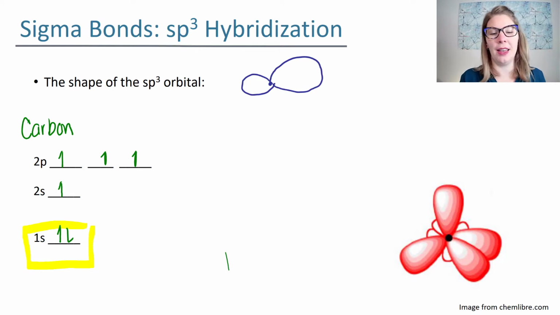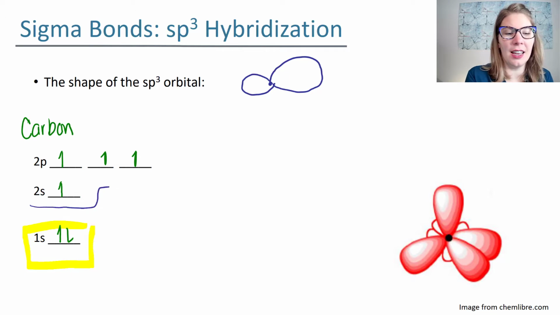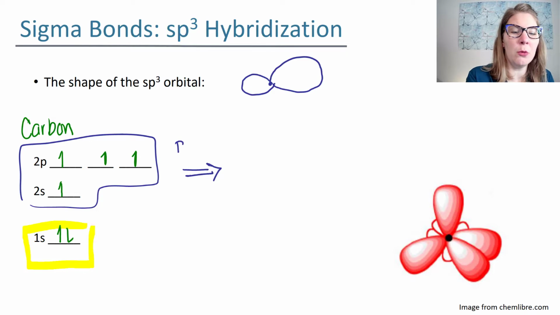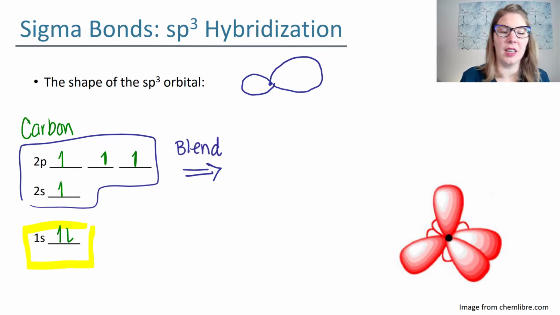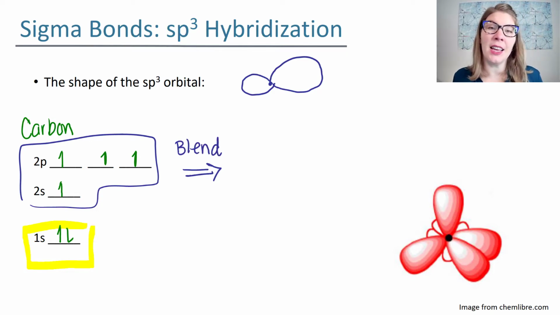And what will happen is we will take the S and all of the P's and we'll blend these. And we can blend them because these S and P orbitals are just mathematical functions. And so blending is just averaging. So we take these and we average them. And when we average them, we get 4 new orbitals. So if you put 4 orbitals into the blender, you get 4 orbitals out.